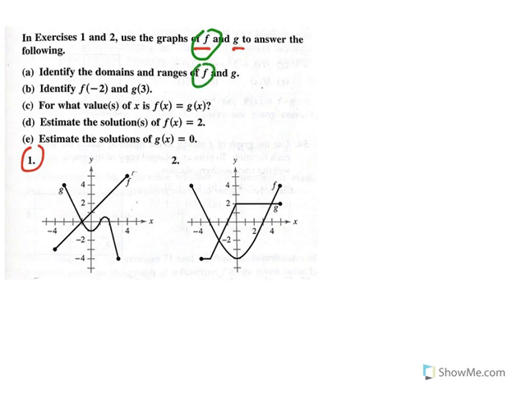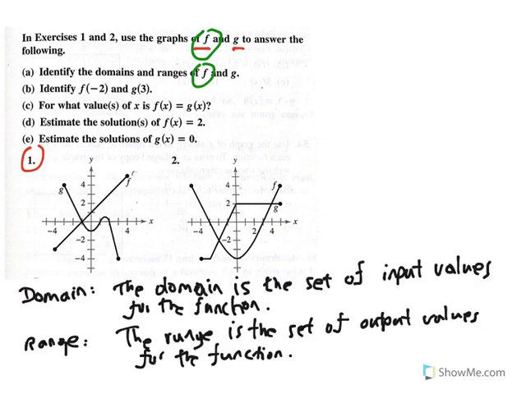So it says identify the domain and the range of the function f and also g, but we will focus on f. So what is the domain? The domain is the set of input values for the function. What is the range? The range is the set of output values for the function. So in part A, we're being asked, identify the domain of the function f and the domain of the function g. So the input values are the x values, and the output values are the y values.